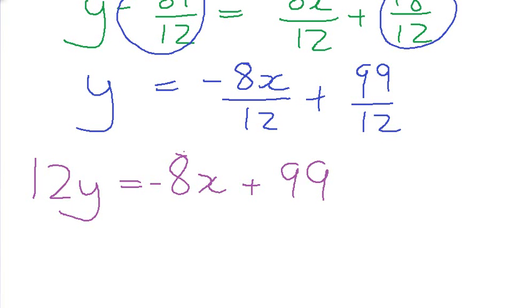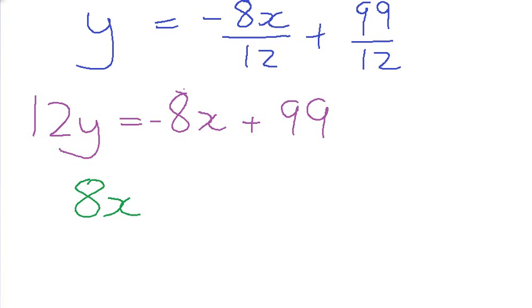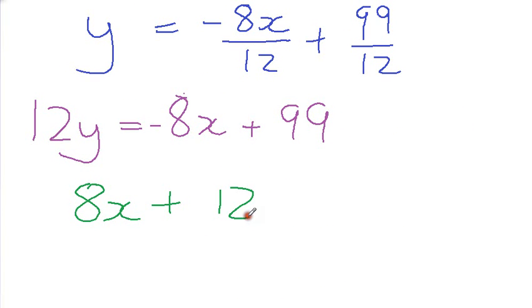Let's put everything on the left. Last step is going to be 8x. Or do they want ax plus by equals that? So they want x and y on the left and our integer on the right. So 8x plus 12y equals 99. There we are. So that took a little bit of playing around with, but hopefully you got the idea that that's what we have to do in that 3-part method.